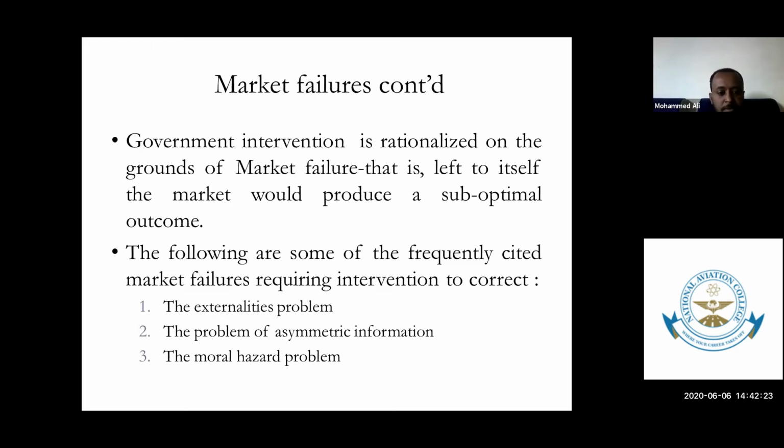In addition to the market failure information asymmetry problem, there are also additional issues which need intervention or regulation from the government. The first is the externalities problem, the second is asymmetric information, which was already discussed, and the third is the moral hazard problem.